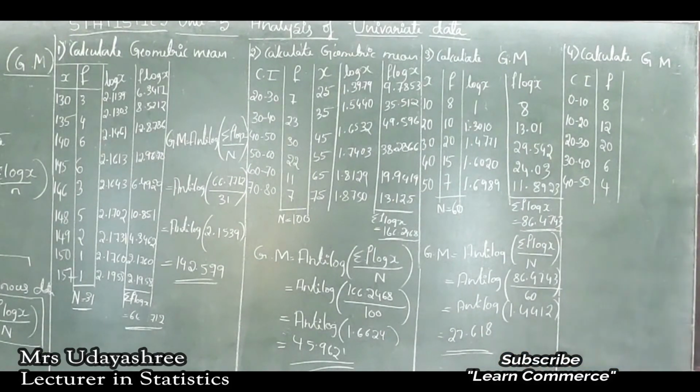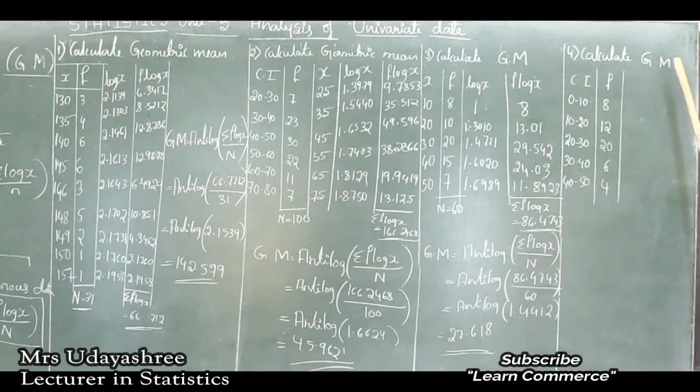Okay, let's move to problem number 4. Here the fourth problem is to calculate the geometric mean for the following data, and the given information is class intervals and frequency. The class intervals are 0 to 10, 10 to 20, 20 to 30, 30 to 40 and 40 to 50, and frequencies are 8, 12, 26 and 4. These frequency distributions are continuous frequency distributions, and here we are going to calculate the geometric mean.